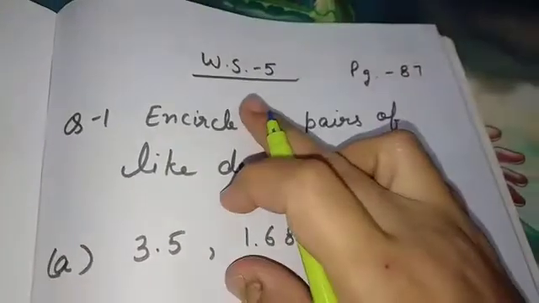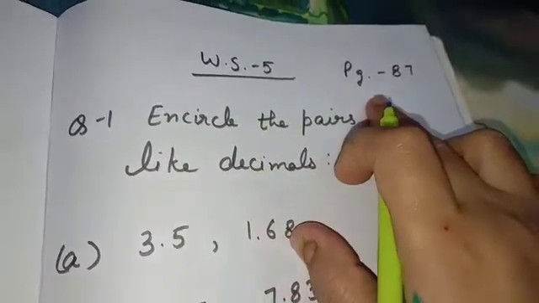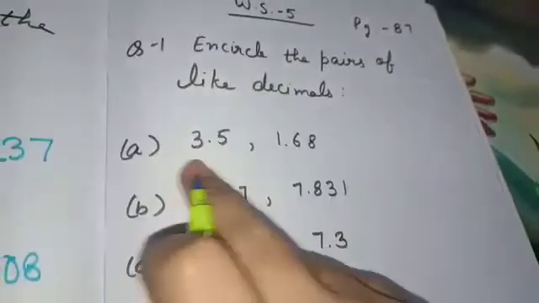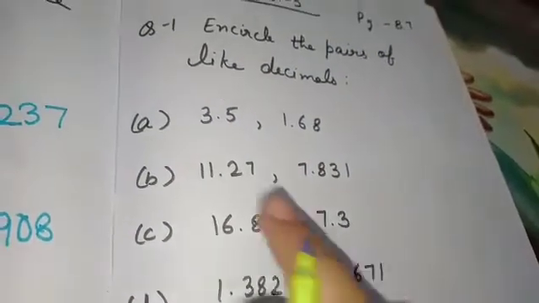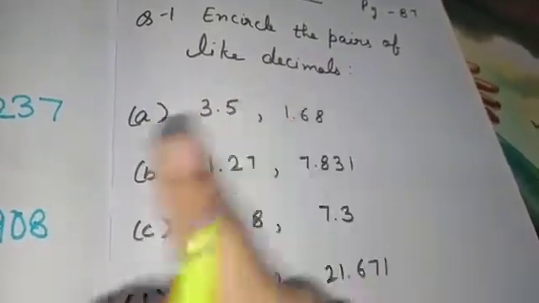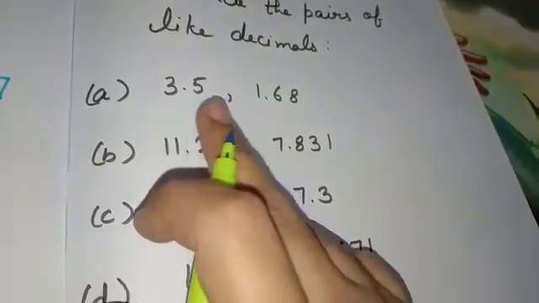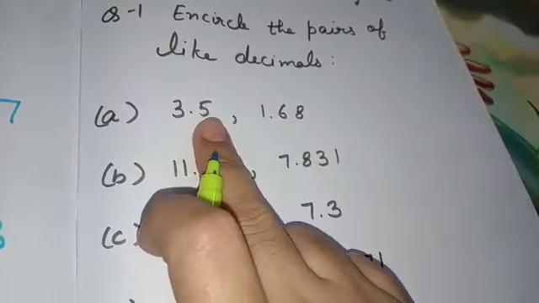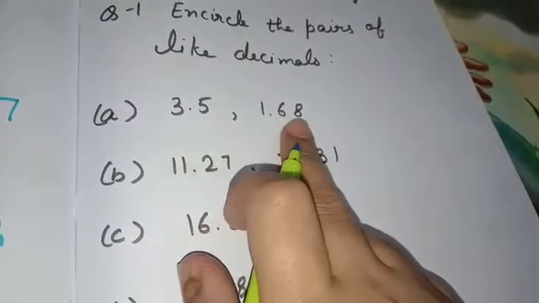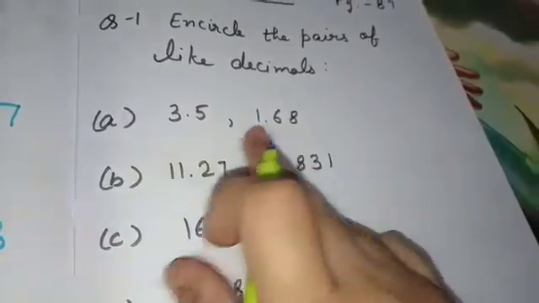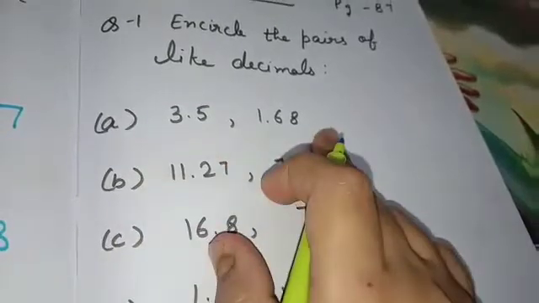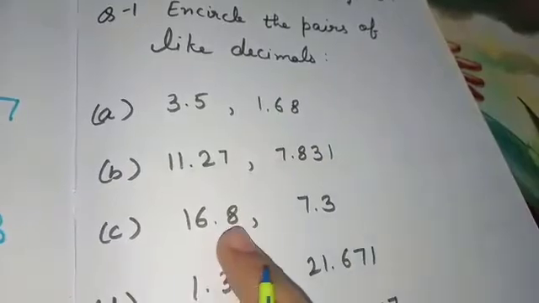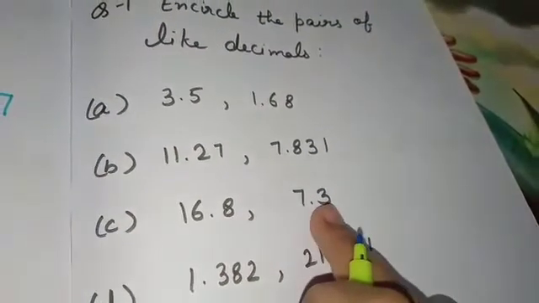Now let us start worksheet 5 of the chapter, which is at page number 87: encircle the pairs of like decimals. We have been given some pairs of decimals, and we have to encircle the pairs that are like. We have just discussed what like decimals are: when the number of digits after the decimal is the same. Here the number of digits is 1, here it is 2. So these are not like, meaning unlike decimals. In this way, there are 2 and 3, not the same. There is 1 and 1.